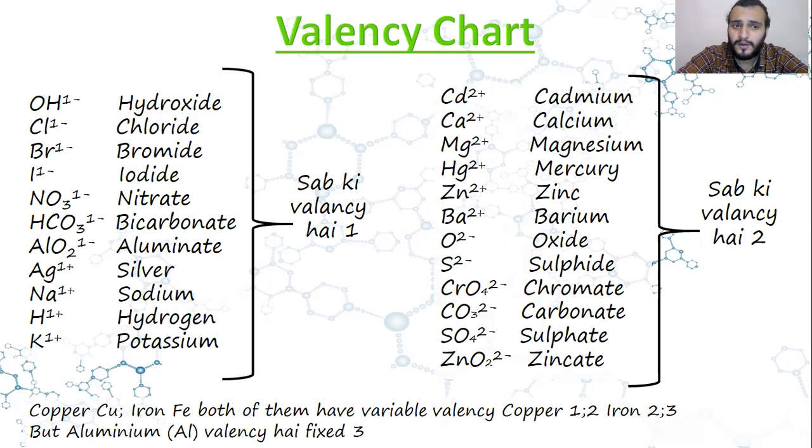OH hydroxide, Cl chloride, Br bromide, I iodide, NO3 nitrate, HCO3 bicarbonate, AlO2 aluminate, Ag silver, Na sodium, H hydrogen, K potassium, the valency of all is one.